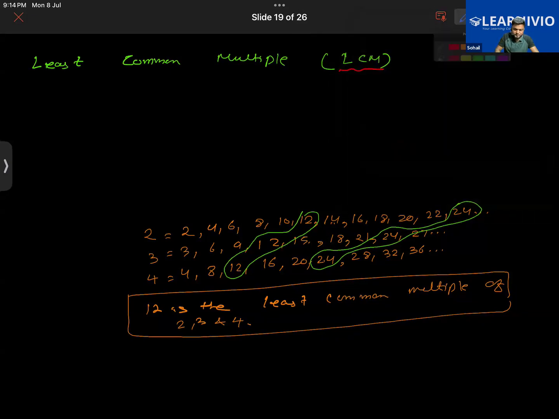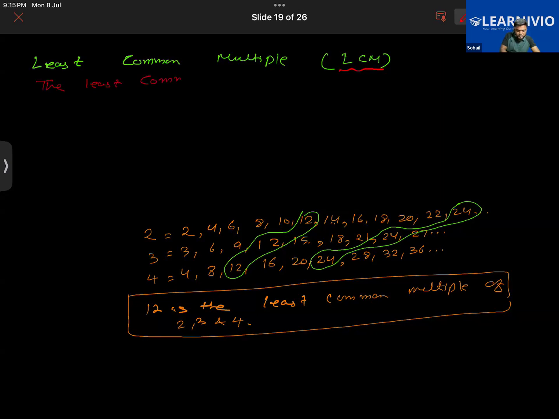Hope that is clear to both of you. Is it? Yes. Okay. So now write down the definition of LCM. First give this topic. So LCM basically stands for least common multiple. So least common multiple of two or more than two numbers is the smallest number that is a multiple of all of them.